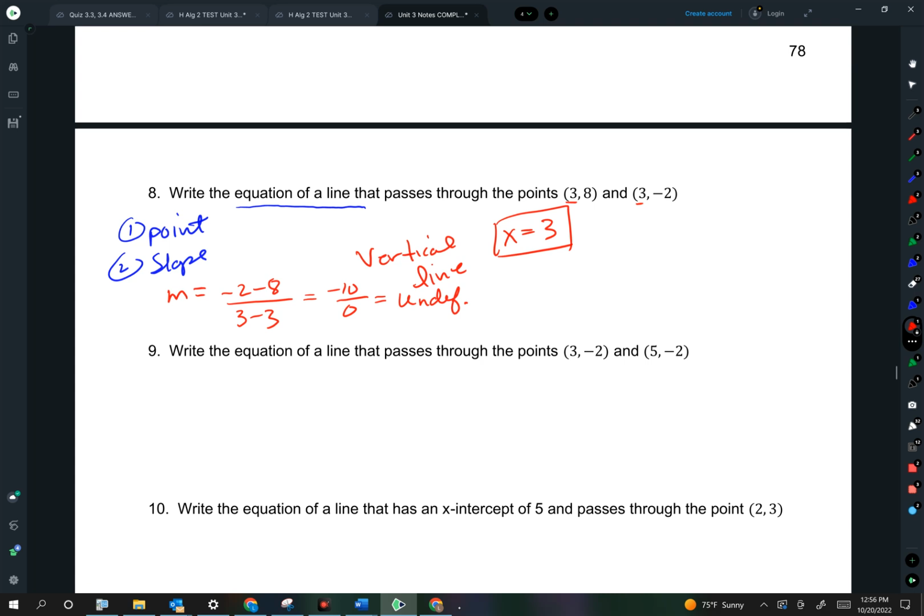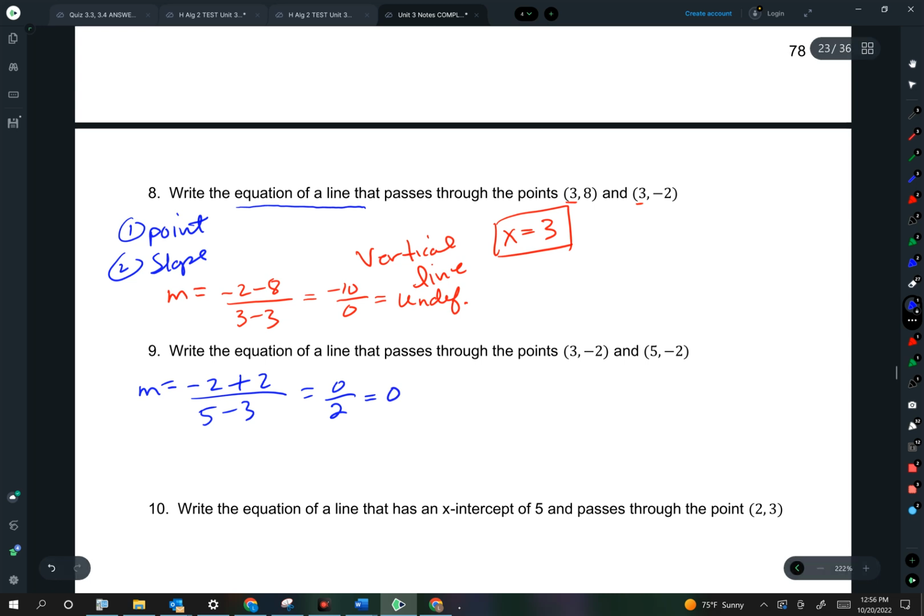All right, so look at number 9. Write the equation of a line that passes through these points. Again, you start off with the same thing. You're like, hey, I've got my point. I need to find my slope. And when you start finding your slope, you're going to do on top -2 minus -2. On the bottom, 5 minus 3. And doesn't this come out to be 0 over 2? Is that undefined? No. If the 0 is on top, it equals 0.